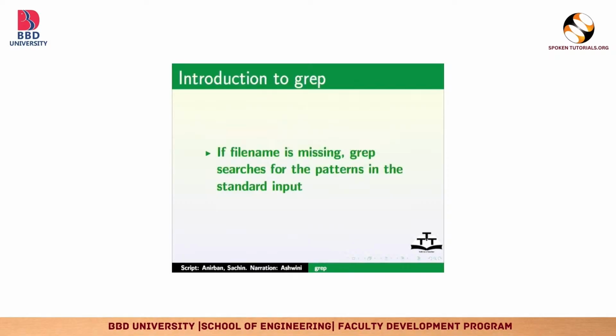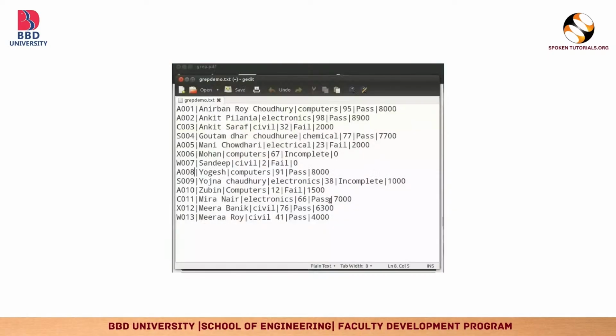I will demonstrate usage of grep using a demo file called grepdemo.txt. Let us see the content of the file. This is a file that has 13 entries. Each entry has 6 fields: roll number, name, stream, marks, and stipend amount. The fields are separated by a bar which is called a delimiter. Let us see how grep works.